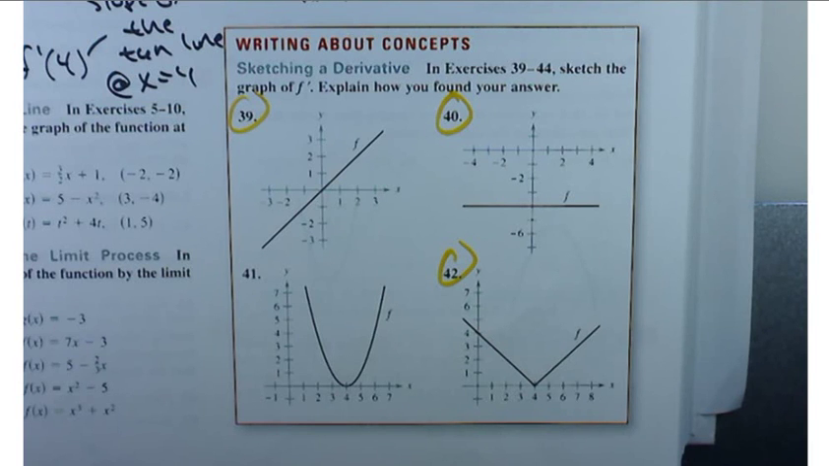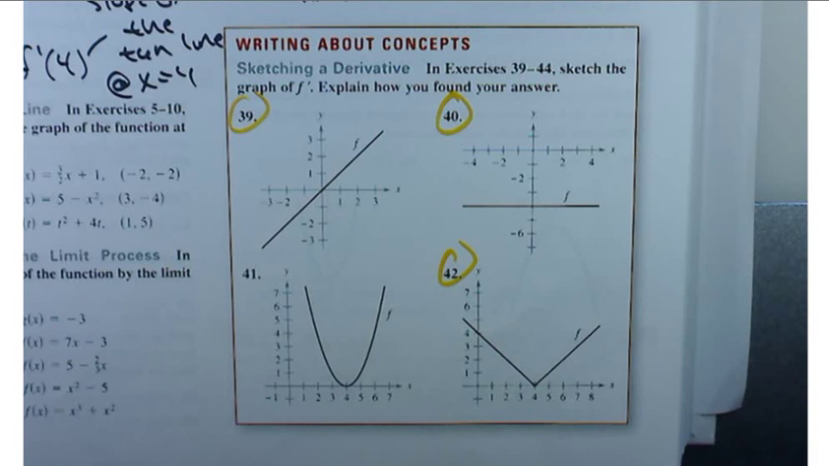Let's move over to problem number 40. Is there a lot of change in the function for problem number 40? No. Is the function changing at all? No, it's the same. It's constant. So the derivative function here would be a horizontal line right at 0, because there's no change in this function. It's constant no matter where you're at.